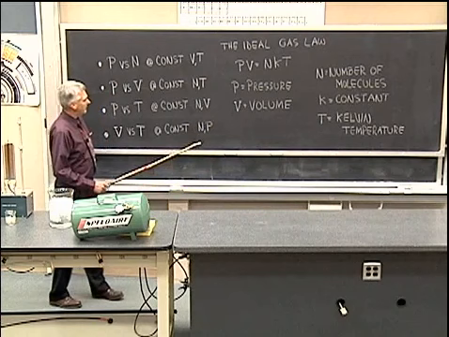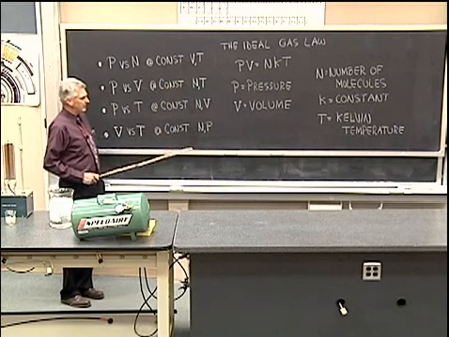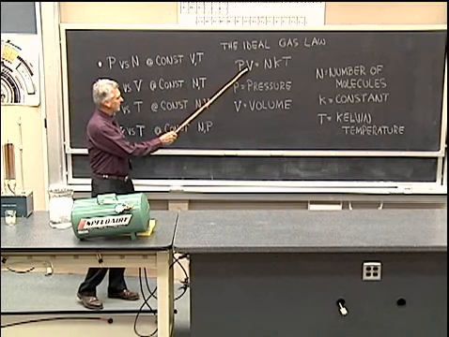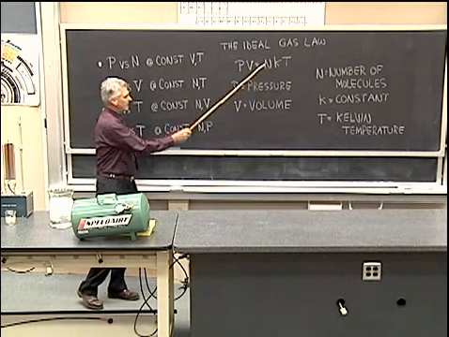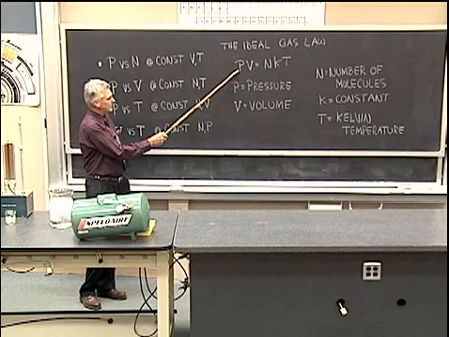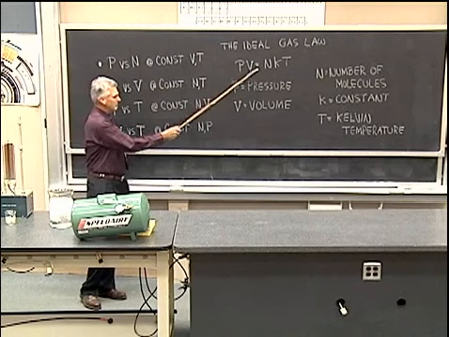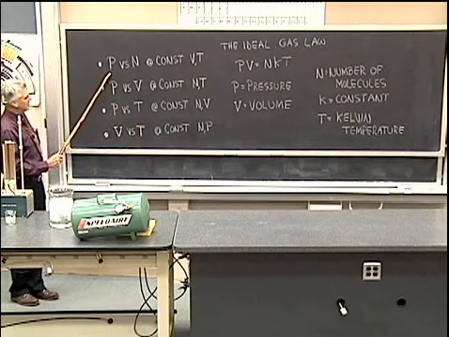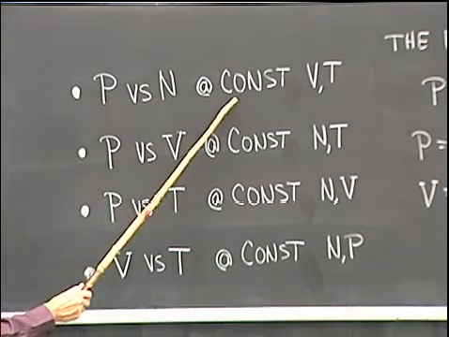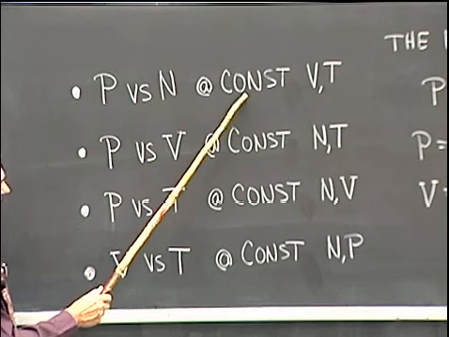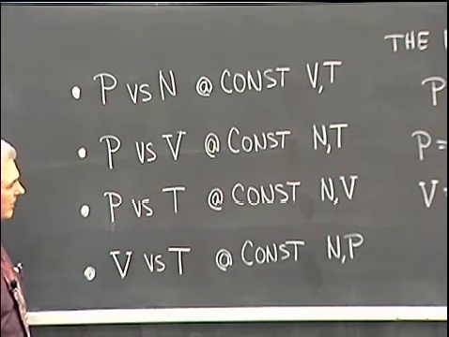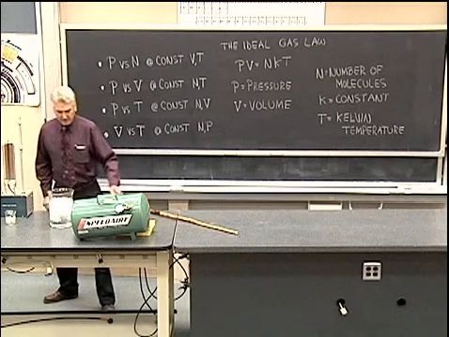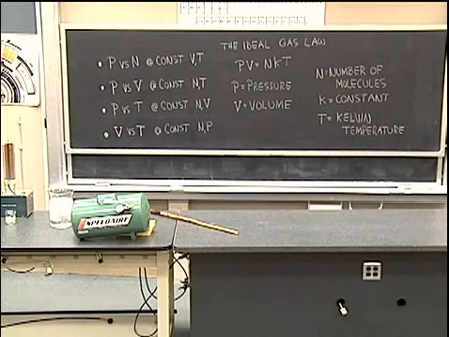Now, if we hold some of these variables constant, let others vary. For example, if we hold the volume and the temperature constant, then we can see that the pressure is going to be directly proportional to the number of molecules. Or more explicitly here, pressure versus N when we have a constant volume and also a constant temperature. Now I'd like to demonstrate that with the aid of this pressure tank.